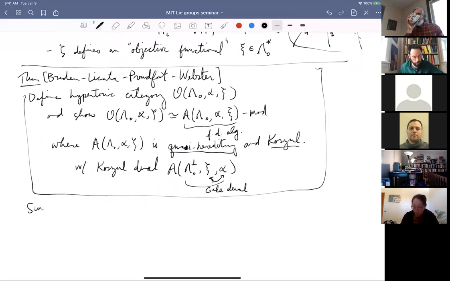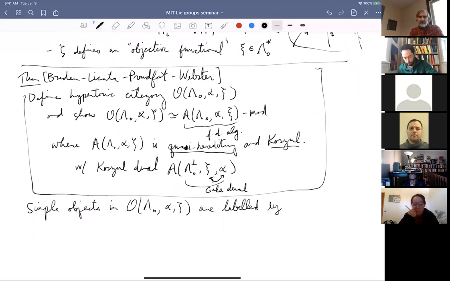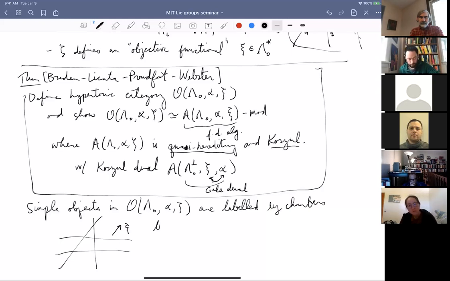And here the simple objects in O lambda naught alpha Xi are labeled by chambers in the hyperplane arrangement. So in the picture we had above, we have our direction Xi, and they're labeled by the chambers that are bounded above by Xi. So here's a chamber that's bounded by Xi. We have 1, 2, 3, 4, 5 chambers that are bounded by Xi, where Xi takes a maximum value.